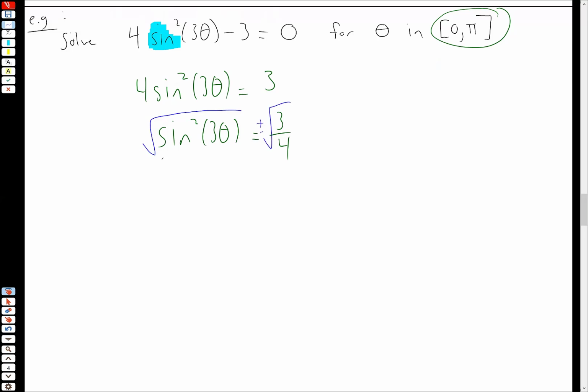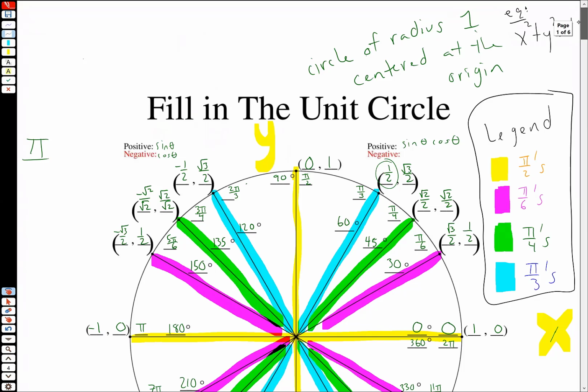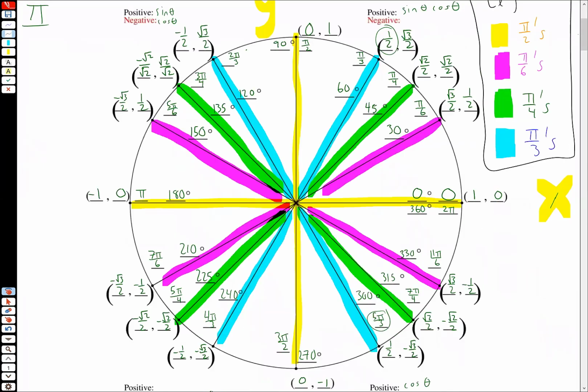Okay, and so we get sine of 3 theta is equal to plus or minus the square root of 3 over, and notice what's the square root of 4? That's 2. So we have sine of 3 theta is equal to plus or minus square root 3 over 2. So now we look at our unit circle and we figure out when is the y coordinate plus or minus square root 3 over 2. Okay, so again, when is the y coordinate plus or minus square root 3 over 2?